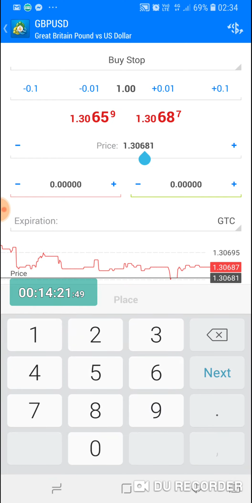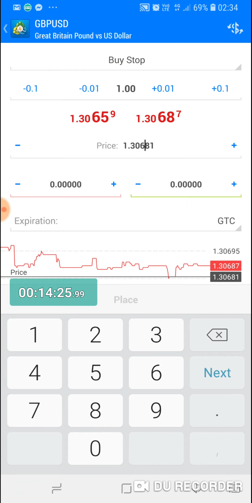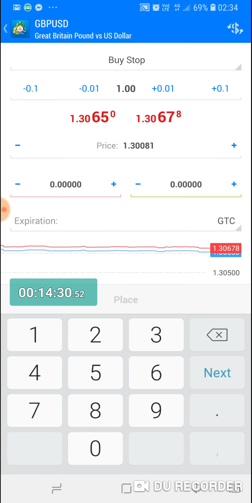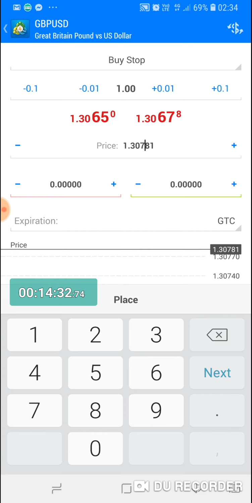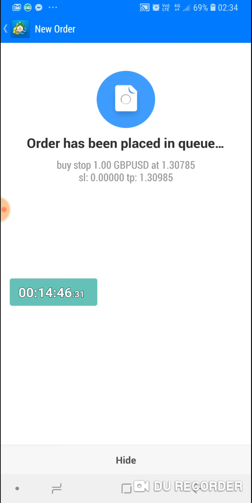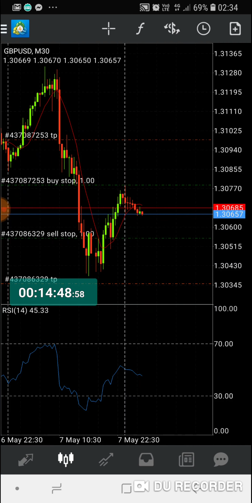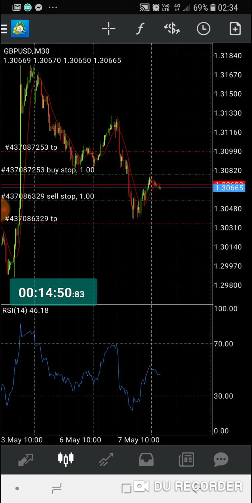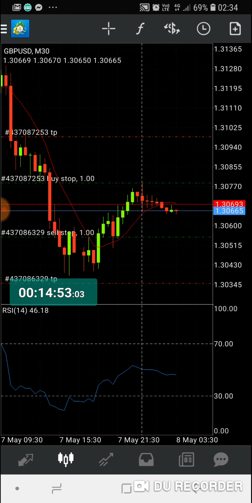Now, I need to add the 125 on top of this amount, not on top of the bid. I hope it's clear, which is going to give me a total of 30,785. Then here it's going to be the same procedure. I need to make sure that it matches. After it matches, then that's when I can actually add 200 points as my take profit, and then I place.